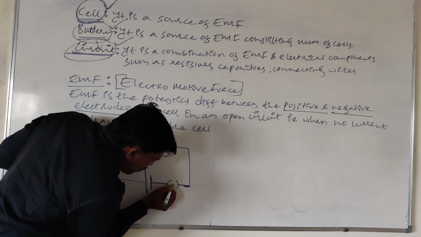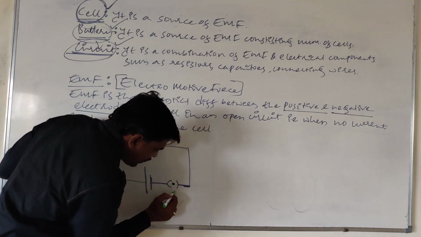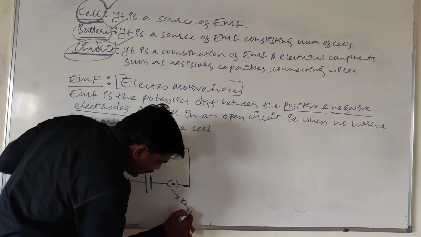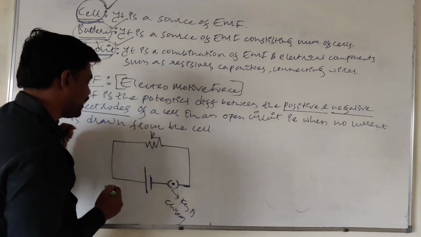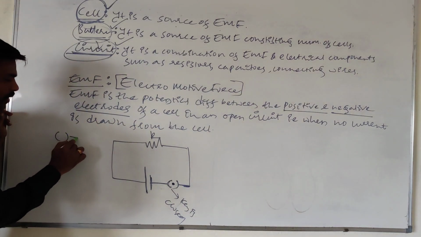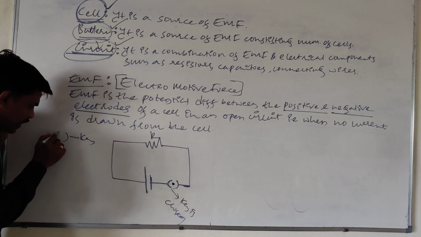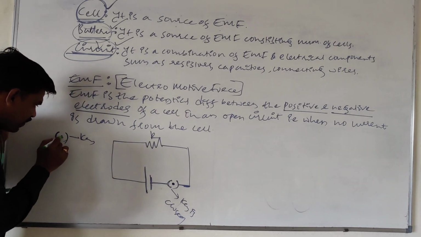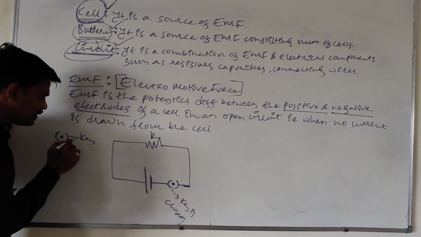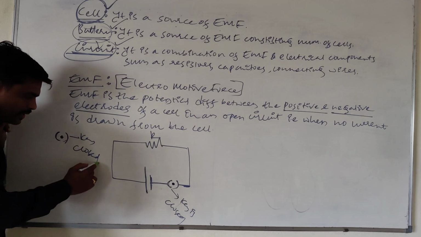See, if I mark a dot here, now the key is closed. First of all, this is the symbol of a key. This is the key symbol. This key symbol is an open key. Clear? So if I put a dot here, what happens to the key? It is closed.